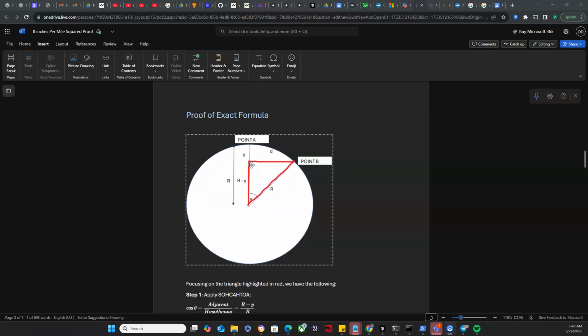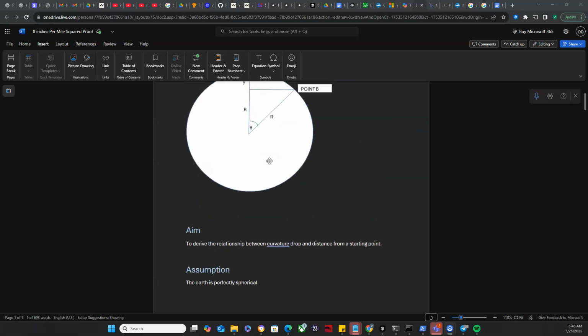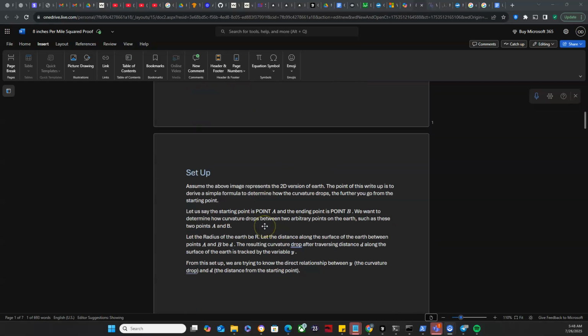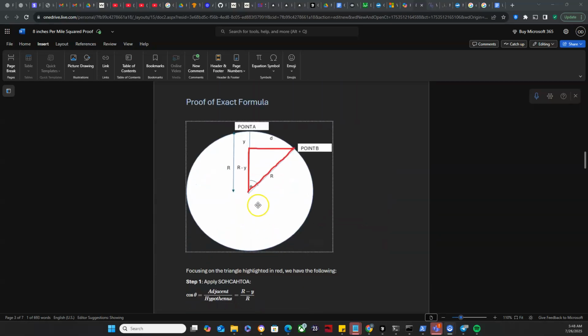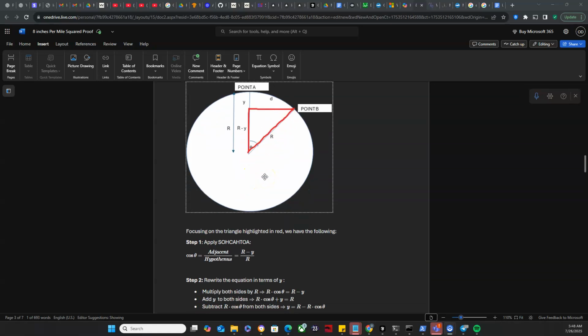Now for proving the exact formula, let's consider the first right angle triangle. So if in case you didn't see this right angle triangle in the previous diagram, here it is. Good. Now we use the SOHCAHTOA formula, which is the adjacent divided by hypotenuse equals cosine theta, right? So you have theta here, and this is r minus y, and then divided by the hypotenuse, which is the radius.